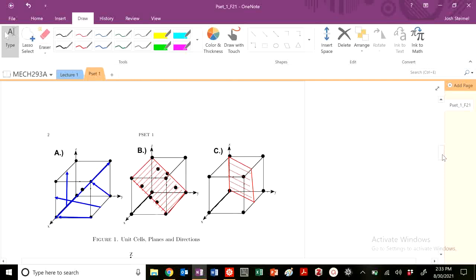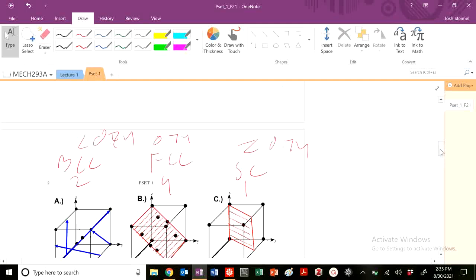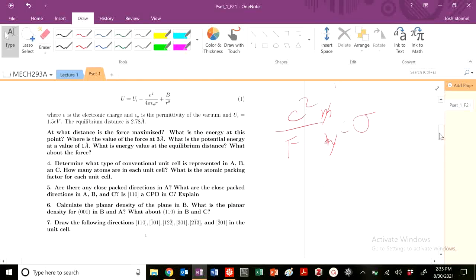So, A, this is going to be BCC. This is FCC, and this is simple cubic. There are 2 atoms, 4 atoms, 1 atom. And for the atomic packing factor, this is 0.4. I believe this is pi over 6, but it's basically less than 0.74. Again, you can calculate that out. We've done that in class. The calculations are in the notes, so you can double check those there, and I will double check it when I'm grading our problem sets. All right, so 4 is done.